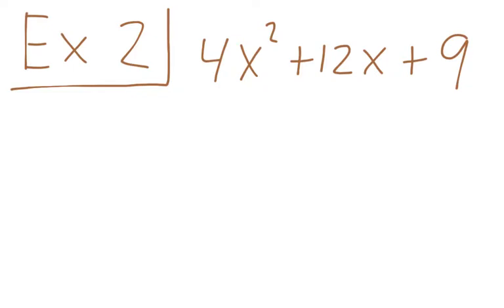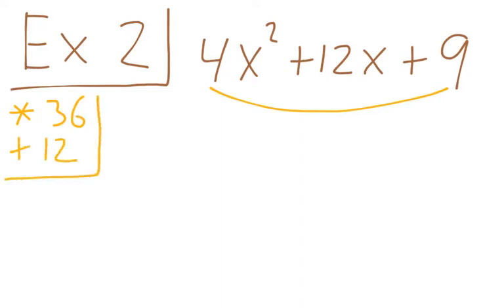So I have 4x squared plus 12x plus 9. I want two numbers that multiply to a times c, so multiply to 36 and add to 12. So think, what multiplies to 36 and adds to 12? Hopefully you got this. If you need to pause it and figure it out, go for it. Otherwise, I'll tell you right now, the numbers are 6 and 6. All right, 6 times 6 is 36. 6 plus 6 is 12.